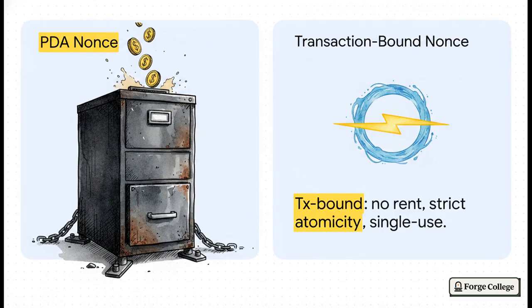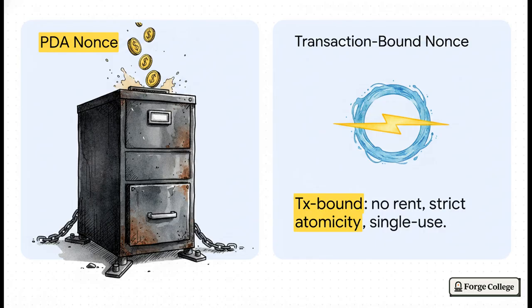Because we desperately need that atomicity, you have to carefully choose how to store your replay state. You essentially have 2 main options. On the left, the PDA nonce, or program-derived address. This behaves a lot like Ethereum. It's persistent, offers a great user experience, and increments simply. But it creates new accounts, which means it incurs rent costs on Solana.